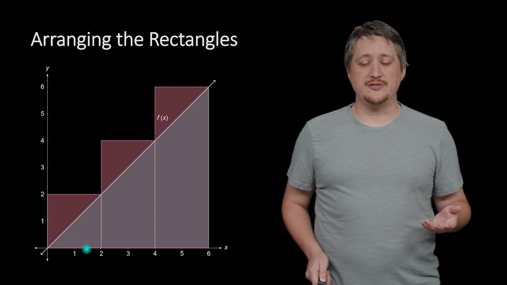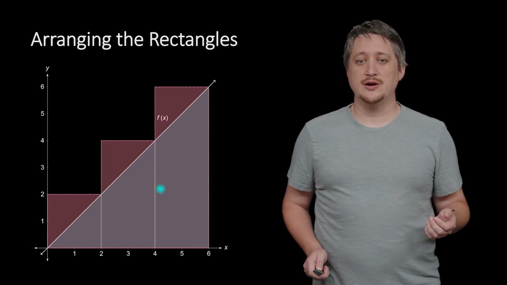And then we keep doing that. The middle rectangle is another width of 2, so it's between 2 and 4. The top right corner is over here, and then we just go left and drop it down to make another rectangle.